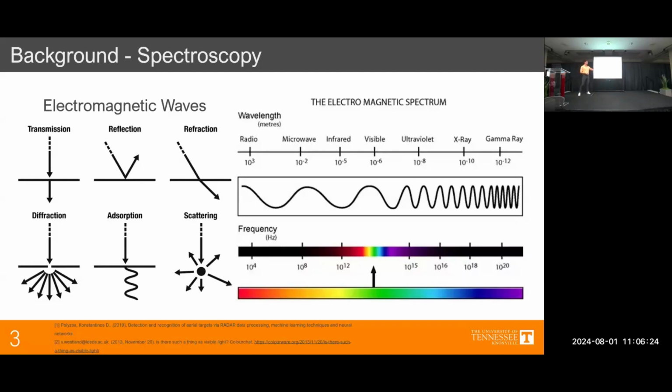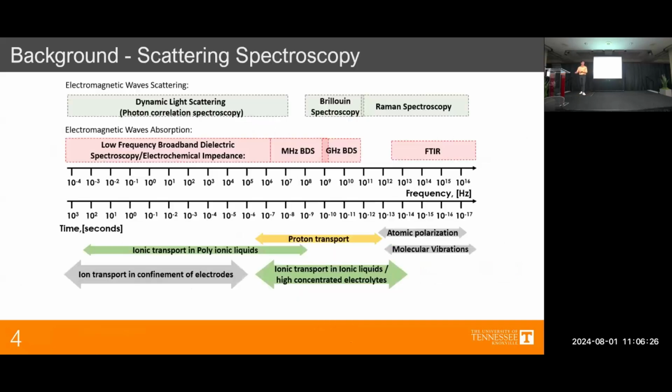Specifically, I'm going to be looking at scattering spectroscopy. So what is scattering spectroscopy? There are a lot of different things on the spectrum. However, specifically around the gigahertz range, it's something called Brillouin. And Brillouin can tell you a lot of things, but specifically it tells you a lot of properties about how ions transport in ionic liquids. Obviously, that is for batteries.